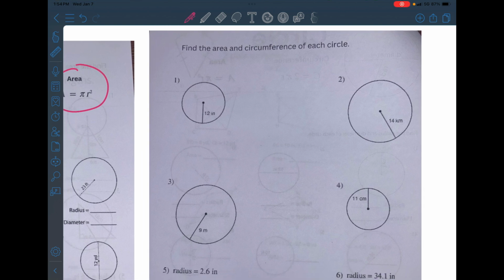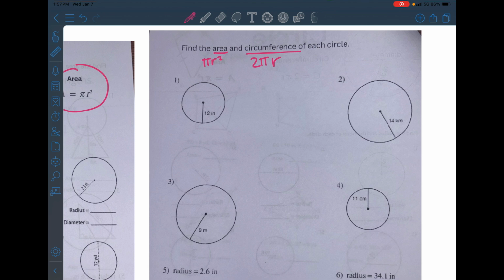All right, so now it says find the area and circumference of each one. Remember, the area is pi r squared. If we're given the diameter, we have to half it to get the radius and then square it. And circumference is 2 pi r. So we're going to get the diameter essentially, 2 times your radius, then times pi. So I'm going to do a couple with you, and then you will finish these out.